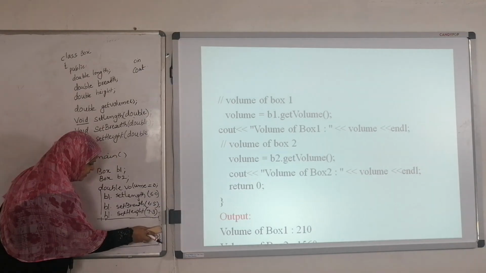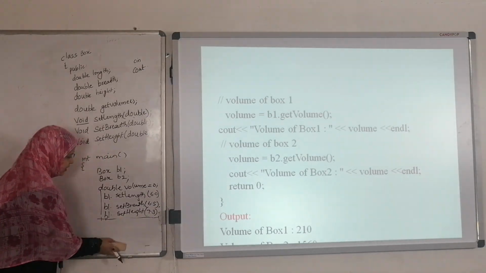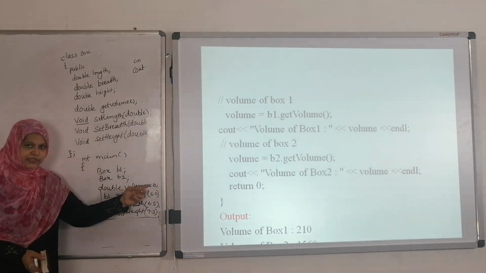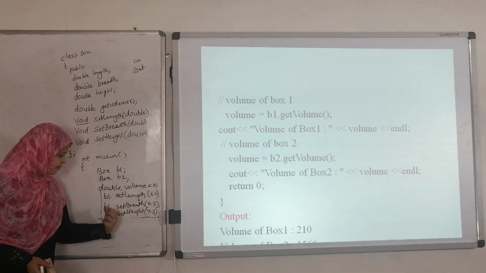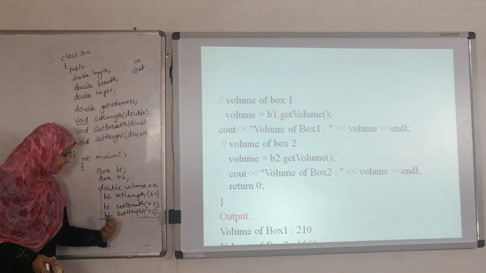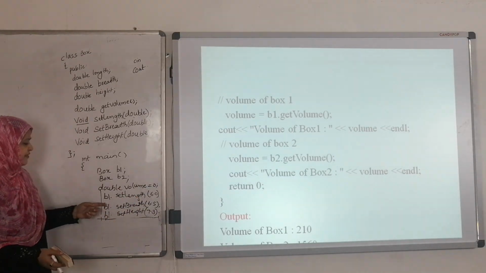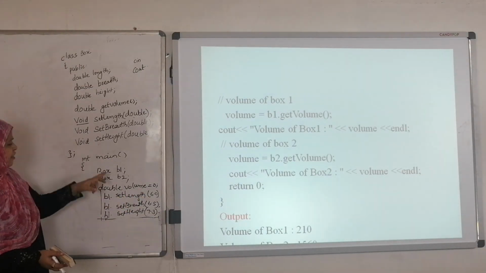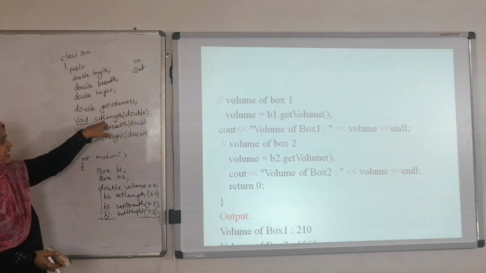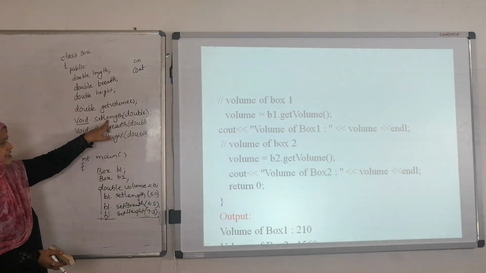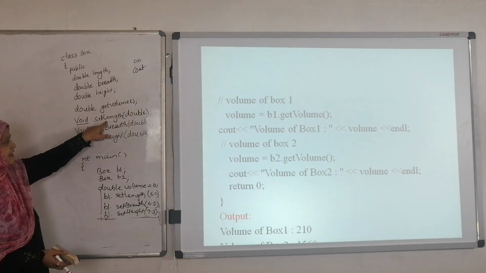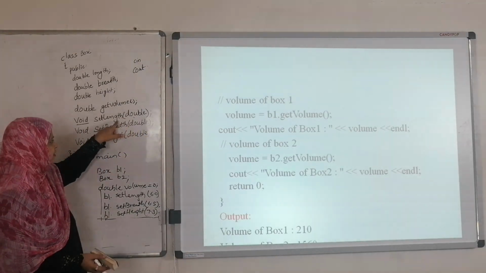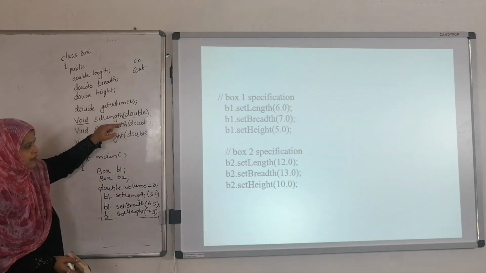Double volume equals 0, B1 set length 6.0, B1 set breadth 6.5, B1 set height 7.3. Whenever we write B1 set length 6.0, the function set length is called with 6. What is the definition of this function? Let us look at the previous slide.